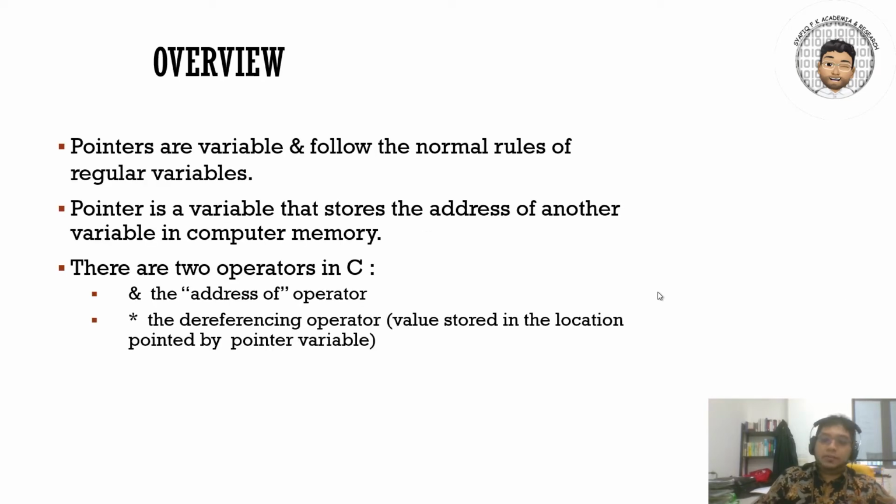Pointers are variables and they follow the normal rules of regular variables. A pointer is a variable that stores the address of another variable in computer memory, meaning a variable that refers to another variable. There are two operators in C: the ampersand symbol, which represents the address-of operator, and the star symbol, the dereferencing operator, which I commonly use as the value-referred-to operator.